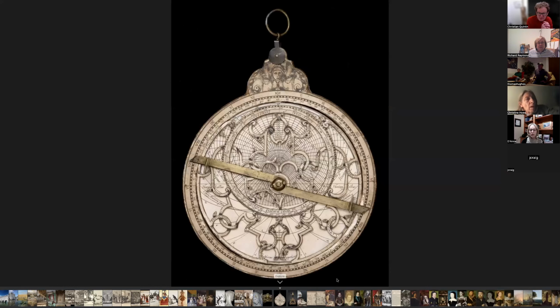And this one is also made by him. This is called a paper astrolabe. It's an astronomical instrument that was a model, if you will, of the universe.